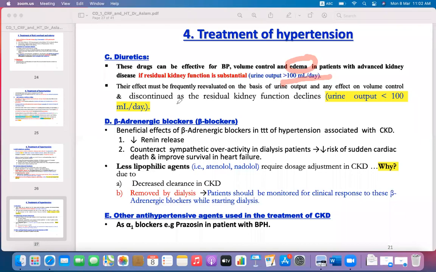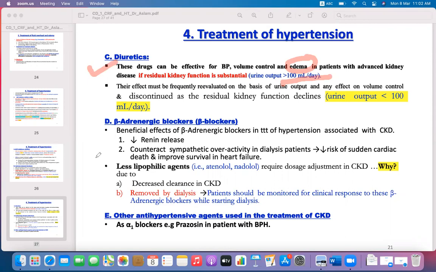And amongst the diuretics, the thiazide diuretics and the loop diuretics are generally used. Examples of the thiazide diuretics are hydrochlorothiazide and chlorthalidone, and loop diuretic furosemide.